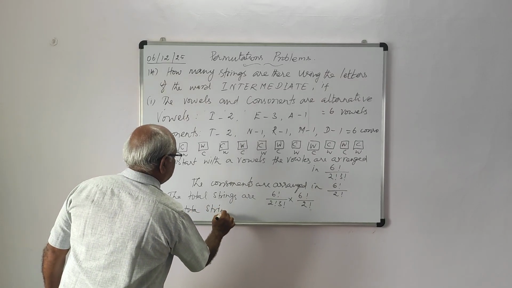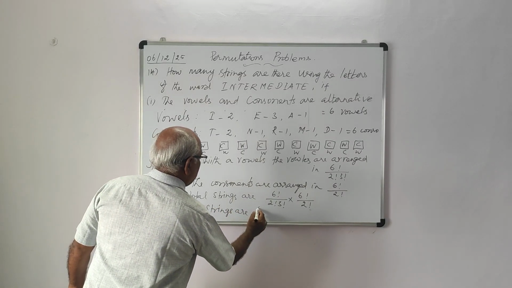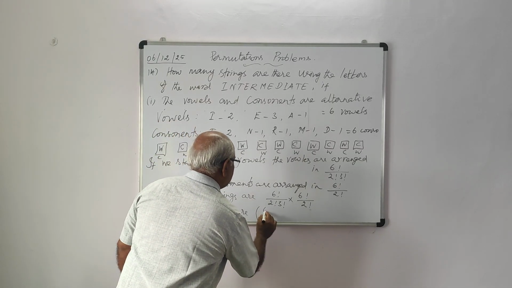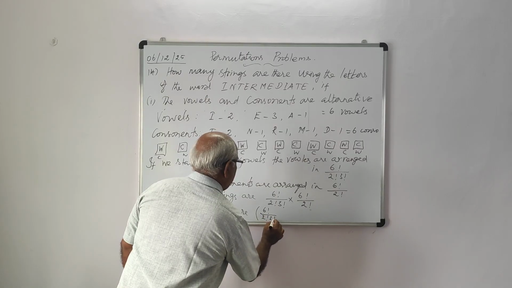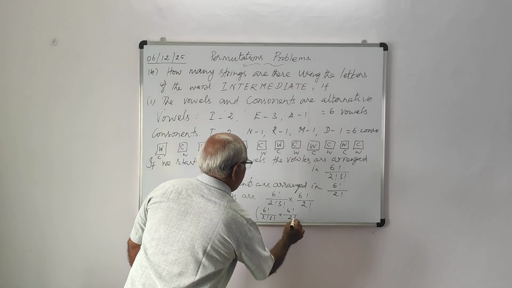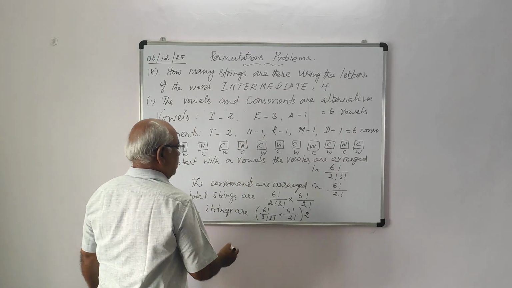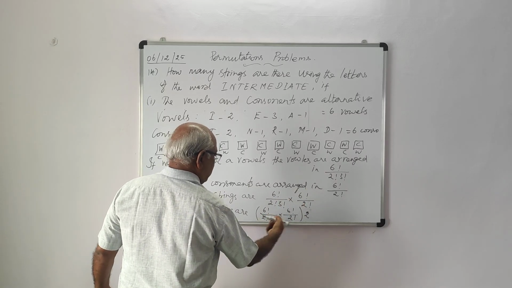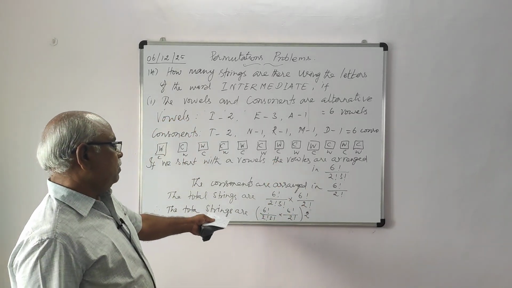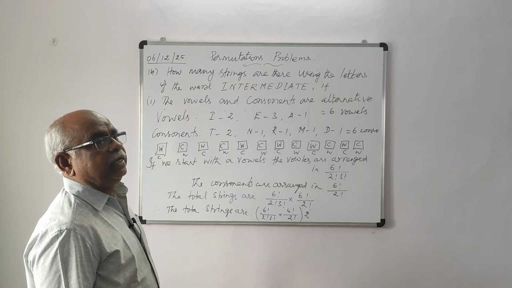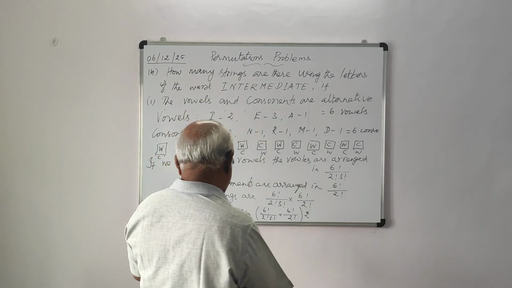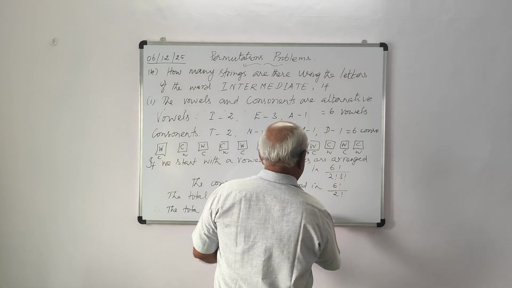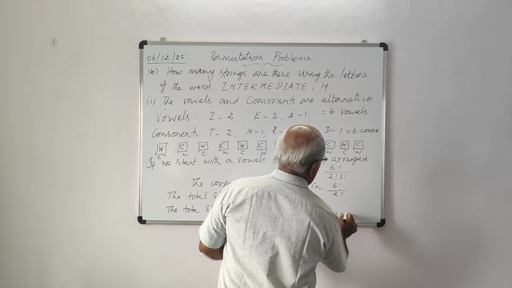Therefore, the total strings are 6 factorial by 2 factorial into 3 factorial, into 6 factorial by 2 factorial, into 2. For vowels one factor and for consonants one factor, the same factor. Therefore, we have to multiply the same thing by 2. If you simplify this result, you will get the required answer. After complete simplification, you will get 43,200 strings.